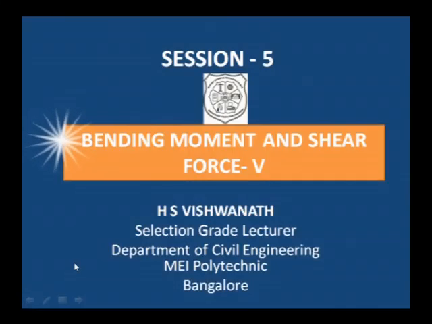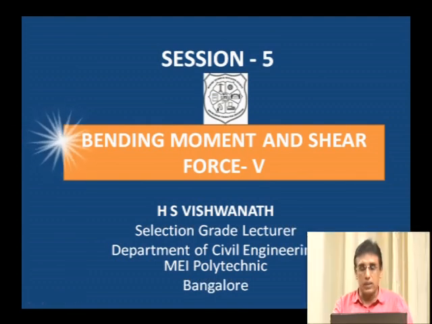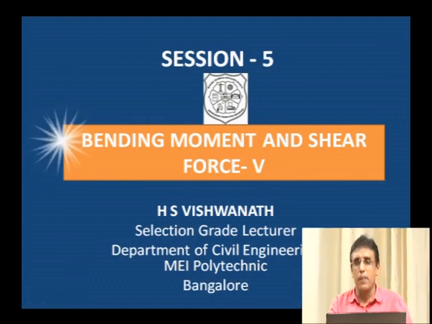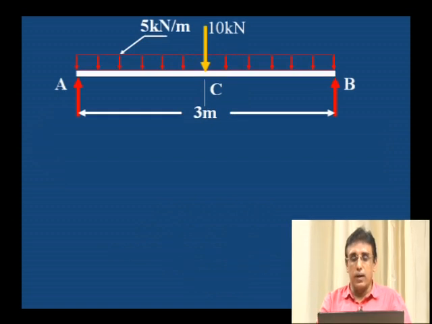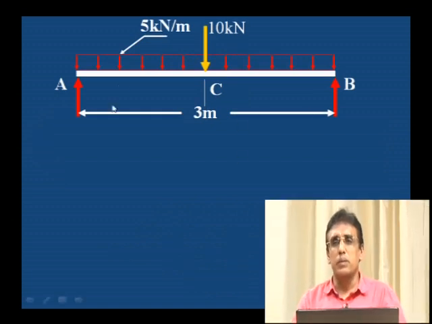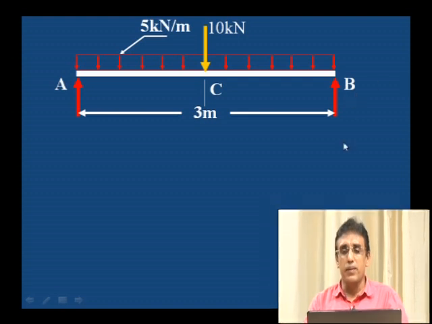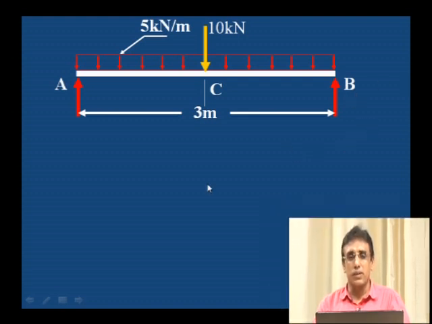In previous sessions we discussed the bending moment and shear force diagram for different types of beams, cantilever beam and simply supported beam. And I also discussed the problems related to the combination of uniformly distributed load and point load. In the previous session, because of lack of time, I skipped 2 problems. I just showed the problems.